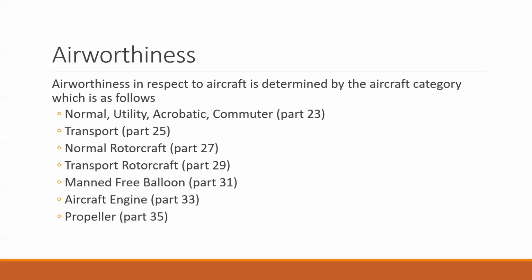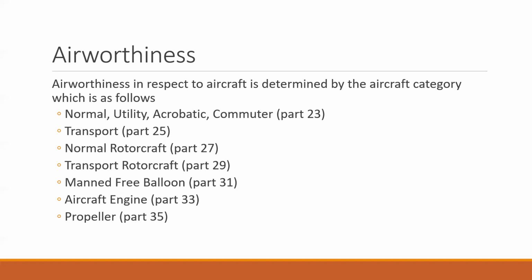So airworthiness has a lot of different categories. For instance, we have the normal, utility, acrobatic, and commuter categories. We have rotorcraft categories for normal and transport. Transport being something that's used for more commercial operations. Normal would be you're just going out in your little aircraft and flying around.